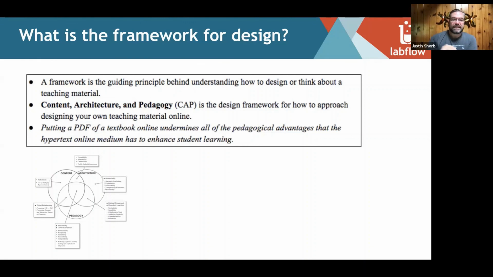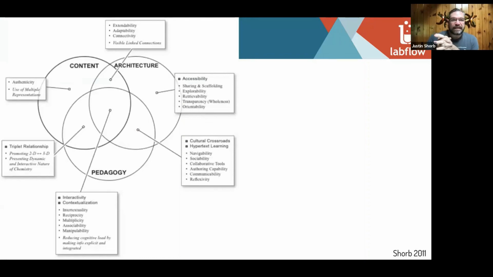That's based on a framework that I wrote called Content, Architecture, and Pedagogy. Essentially, it says that you should not just put a PDF of a textbook online, because it undermines all the advantages that the hypertext online medium has to increase student learning. In other words, this isn't a physical book. So things like page numbers and chapter 5 or chapter 7 don't necessarily mean the same thing. They need to be thought of in a different way. This framework is described in that link that I sent.